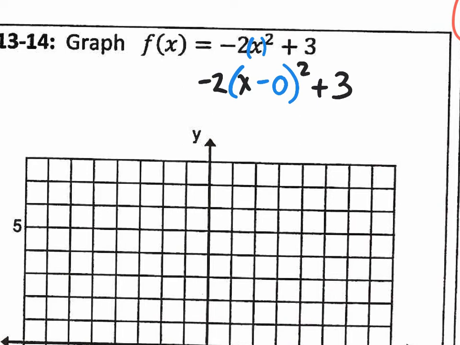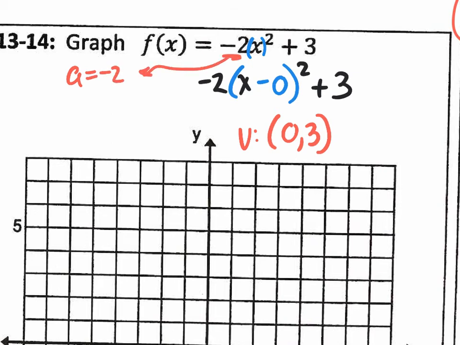Okay, so we all need to know how to do this. This was on the homework when we graphed. This will be on the final exam as well. So the vertex is 0, 3. And we should all know that because the a value is -2 right there in the front, we know it's going to be opening down and it's going to be a little narrower than usual.